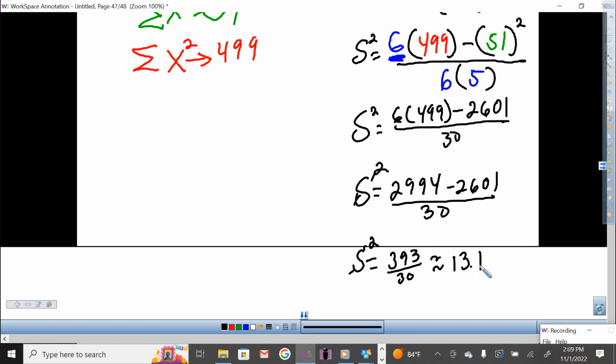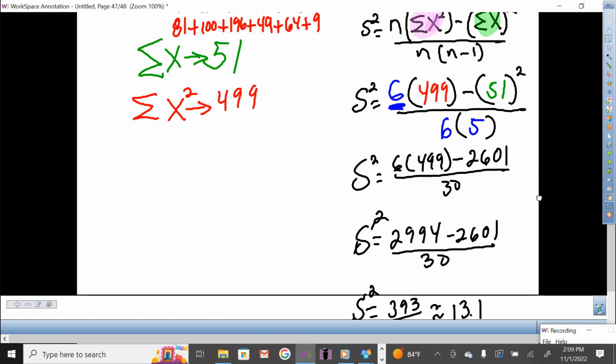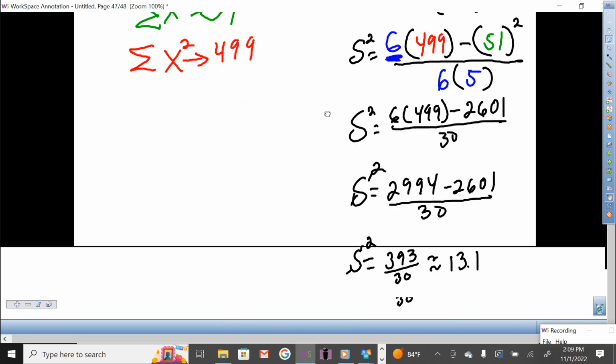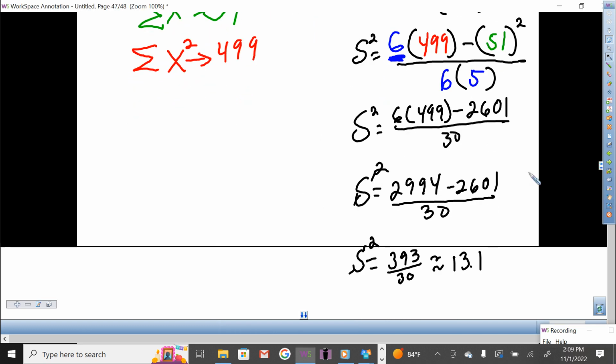So this shortcut formula allows us to avoid a bunch of work that we did prior with going decimal, decimal, squared, squared, one by one, just by plugging in these two values from the beginning. Yeah? And of course, if you take the square root of 13.1, that gives us what, for the standard deviation? 3.62.